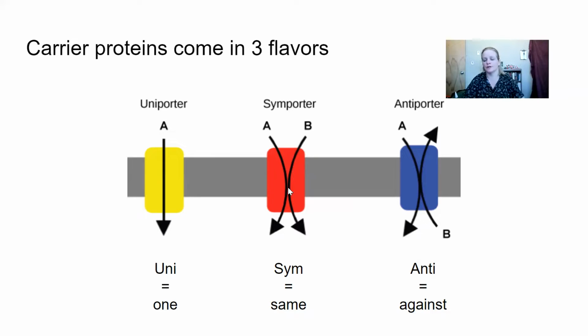And so in the symporter, we might have stuff leaving the cell, we might have stuff coming into the cell, but it's the direction that matters. So that gives it the sim or the anti, where we have more than one molecule that we're moving at a time.